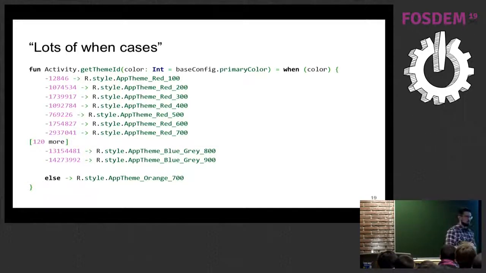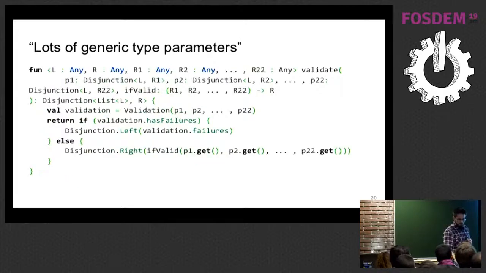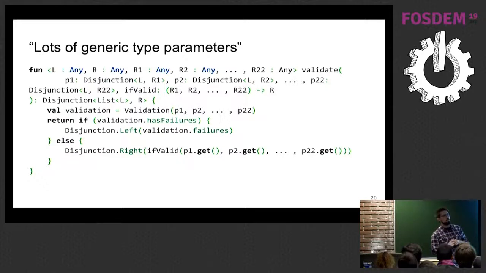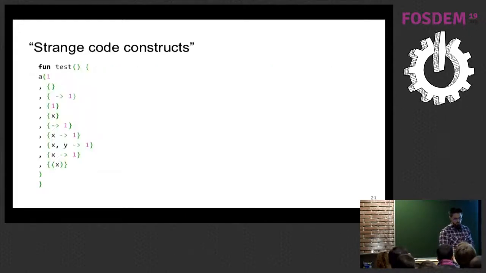This is a function with a when statement having about 120 case branches. I sincerely hope it was automatically generated. This one is a function with 22 generic type parameters. Actually, this one is very useful because our recent finding was that the compiler does a lot of work around generics. And in some really complex cases, it could even reach exponential complexity inferring types. So code examples like this are very useful for tests.